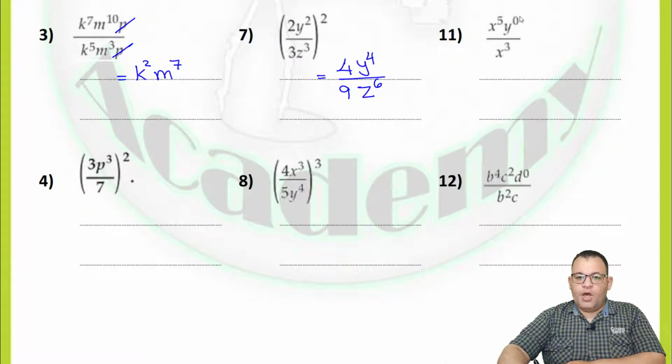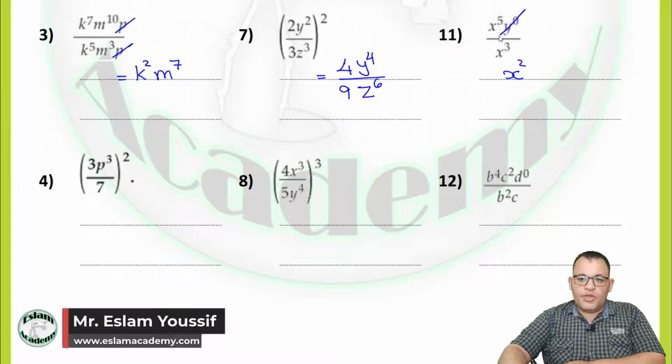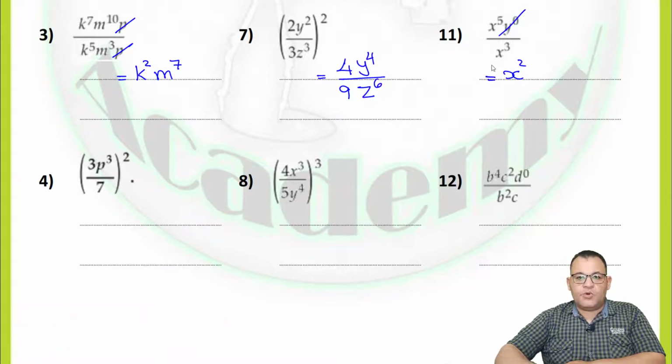x to the power 5, y to the power 0 over x to the power 3. x to the power 5 divided by x to the power 3 equals x to the power 2. y to the power 0 equals 1, so we cancel them. So x to the power 2 times 1 equals x to the power 2.